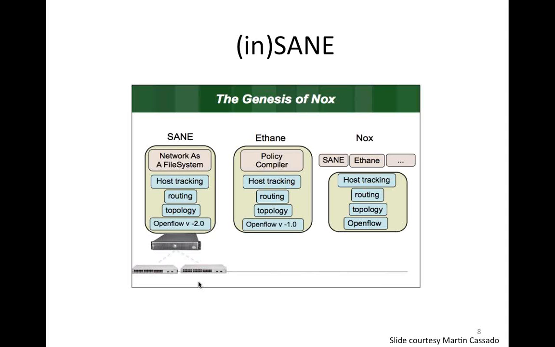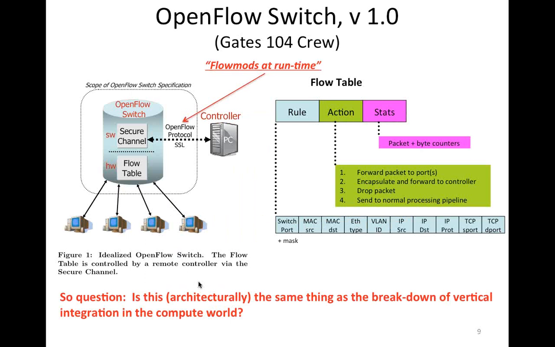And then they built a version of this that was very Ethernet aware, and that was called Ethane. And then something called NOx, Network Operating System, came along that tried to integrate these things. I just put "insane" on top of it because they actually did have an Insane, which was Internet SANE. So this was sort of part of the genesis of all this stuff.